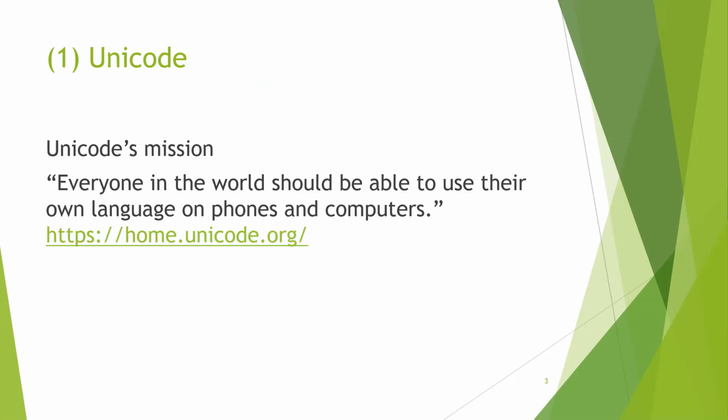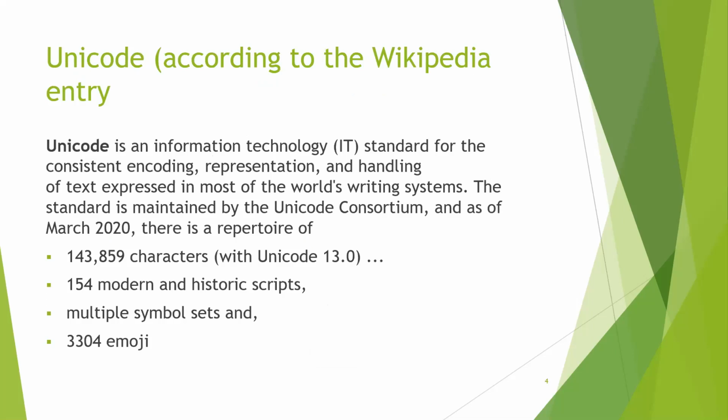Okay, so stage one was Unicode. So Unicode's mission is that everyone in the world should be able to use their own language on phones and computers. This is something we all agree with. So, what is Unicode? It's a standard for the consistent encoding, representation, and handling of text in most of the world's writing systems. Now, actually, there's a lot of different writing systems, including new ones being created. So Unicode could never actually include everything because there are changes occurring. And perhaps we are discovering even old ones that need to be included.